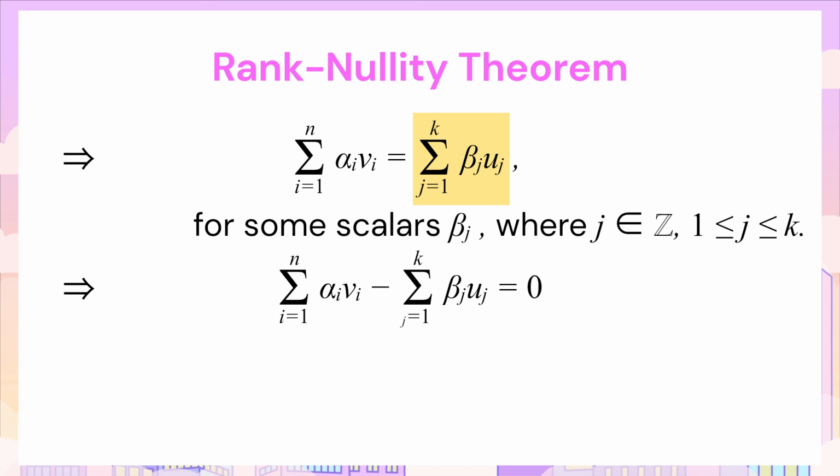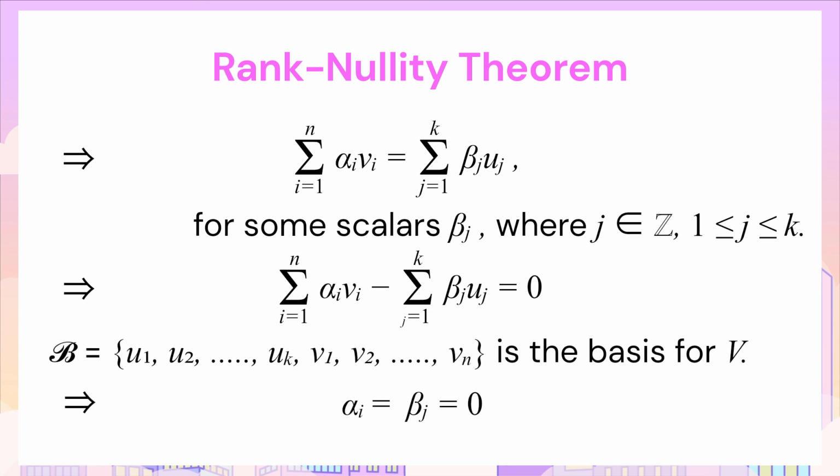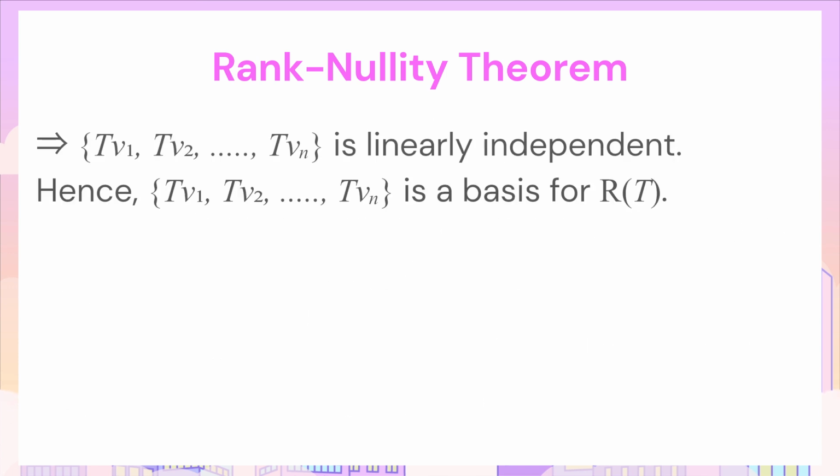On sending the term on the right-hand side having the vectors uj's to the left-hand side, we observe that we get a linear combination of the basis vectors of V equal to 0. Then, by the definition of basis, the values of alpha i's and beta j's are all 0. So, it confirms that the images of v1, v2, up to vn are linearly independent vectors.